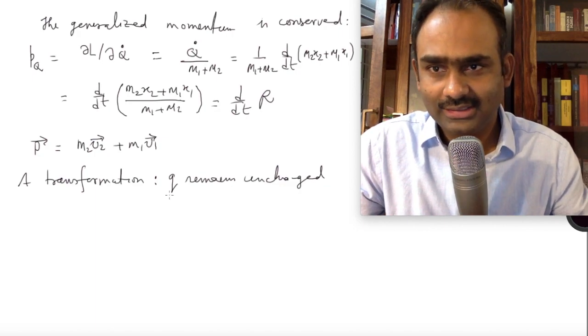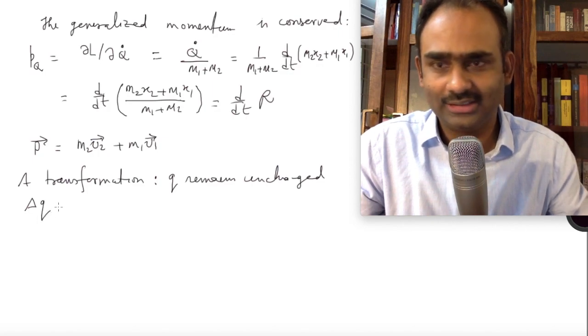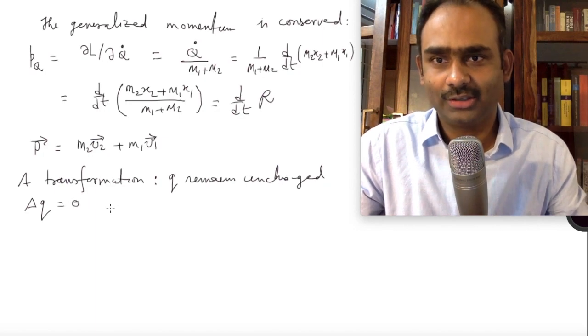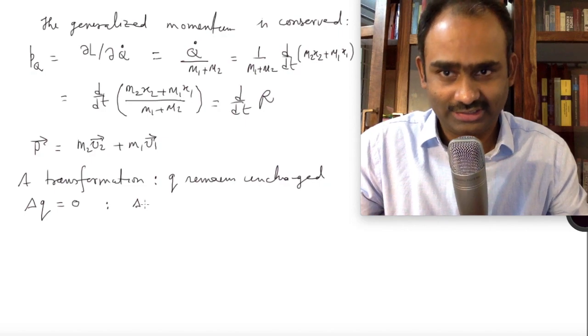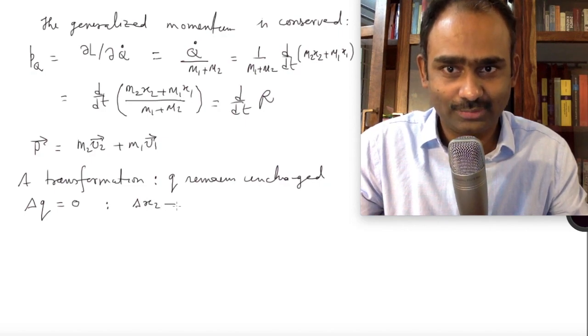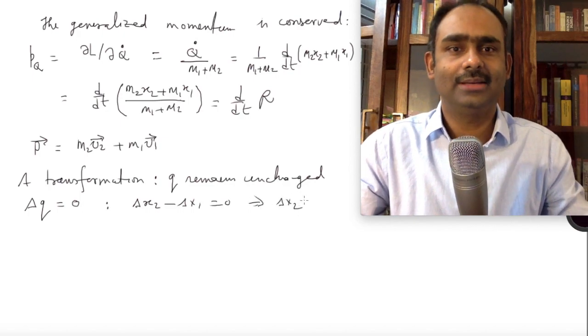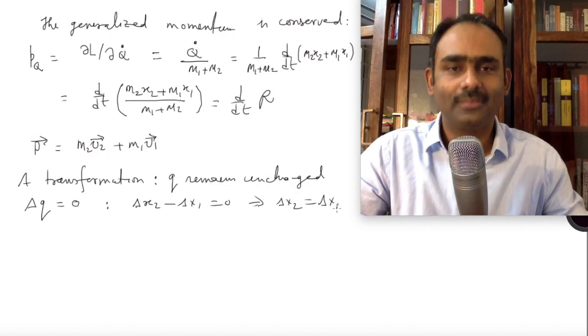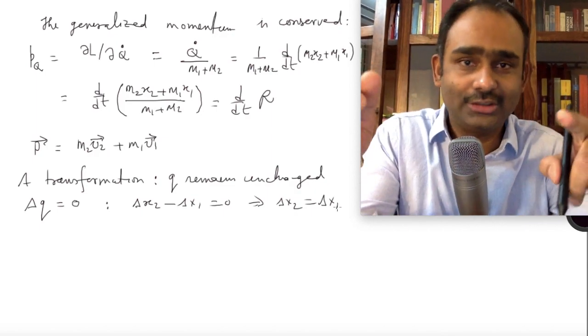So let's see. What I'm saying is, I move the two particles to different locations such that the change in small q is 0, which means x2 minus x1 does not change, which means delta x2 minus delta x1 is 0, or delta x2 is the same as delta x1. And your capital Q has changed.